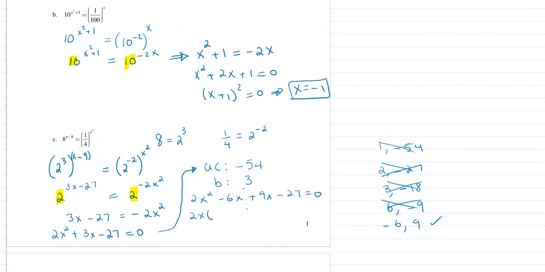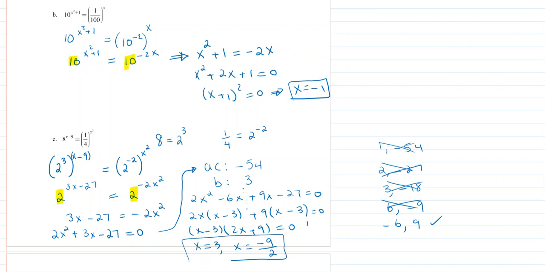And then here we can factor out a 2x. Here we can factor out a 9. And then the x minus 3 comes out. 2x plus 9. Set each factor equal to 0. We get our two solutions, 3. And when you set this equal to 0, you would subtract 9, then divide by 2. Negative 9 over 2. And you can check, and you'll see that both of these work.